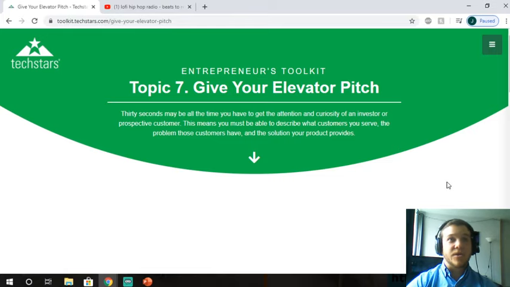So giving your elevator pitch, 30 seconds may be all the time you have to get the attention and curiosity of an investor or prospective customer. This means you must be able to describe what customers you serve, the problem those customers have, and the solution your product provides. So a lot of the things we've been doing thus far are building up to how you can provide value, or what is your customer's problem, what is the real problem that they have, and then how can you address it. And here we're trying to condense all of the value of your business into one short session.